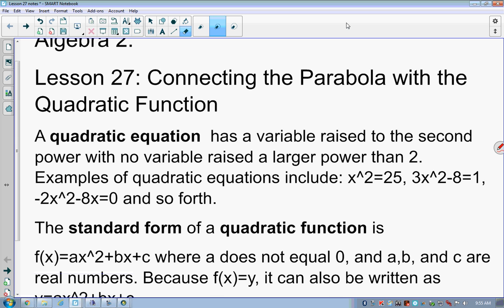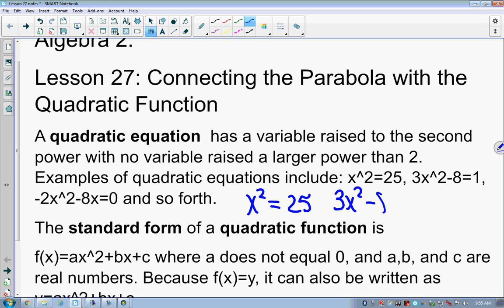They give you some examples here. We could rewrite some of these just so that it looks a little more official. x squared equals 25. 3x squared minus 8 equals 1. Negative 2x squared minus 8x equals 0. These are all examples of quadratic equations. Okay. There are far more than what we've got written up there. None of those are necessarily written in standard form, but they're there.